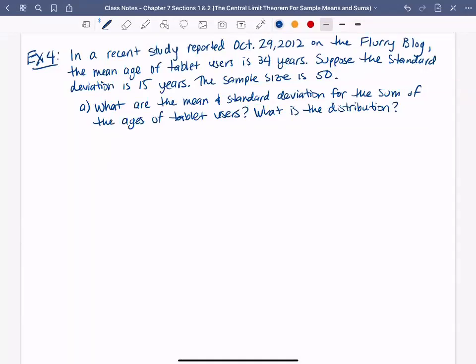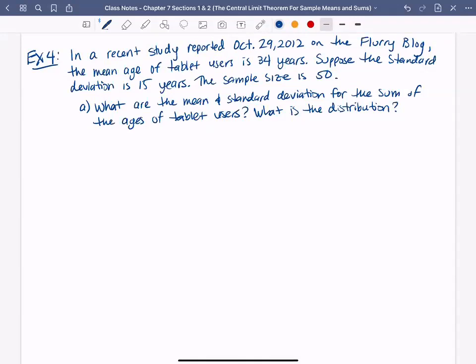So it says, in a recent study reported on October 29th, 2012 on the Flurry blog, the mean age of tablet users is 34. We've already known this. Suppose the standard deviation is 15 years and the sample size is 50. Find the mean and standard deviation for the sum of the ages of tablet users. And what is the distribution? So remember, this says sum. Here's the key, sum. Remember that last example, I said, be careful what you're doing. I'll explain as we go.